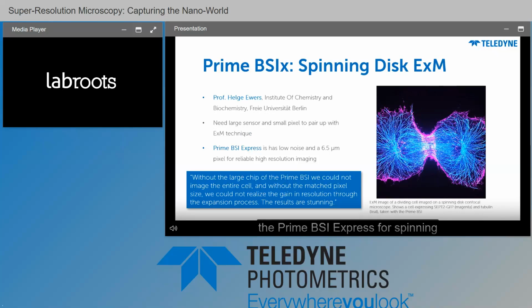Professor Helge Ewers is using the BSI Express for spinning disk expansion microscopy. The large chip allows you to realize the gains in resolution with the small pixel size, and the results are stunning, as Professor Ewers says.